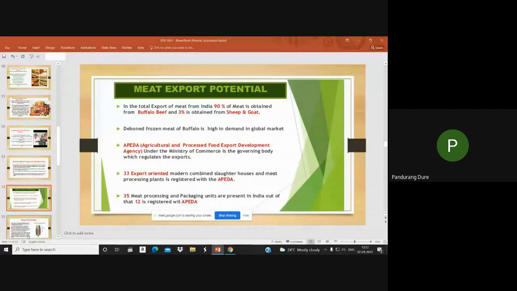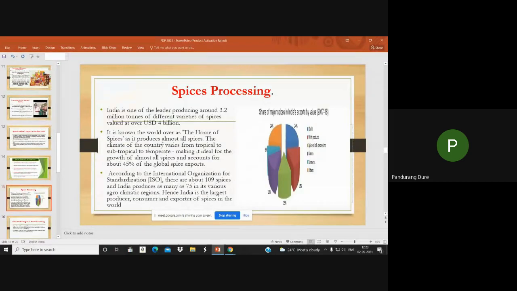Now we'll move towards spices processing. India is known as the home of spices, and in the 18th century the British East India Company came for the trading of spices and then became the rulers of India. So everyone knows that this was only due to spices. Nearly 45% of the total global production of spices is of Indian origin.